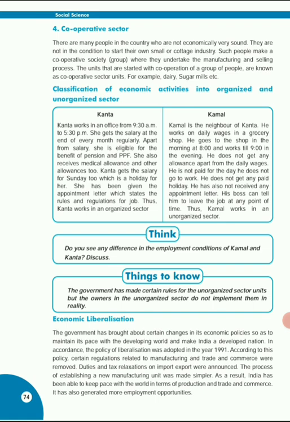Thus, Kanta works in an organized sector. So, she is getting this type of benefits also. Now, let's see the unorganized sector. Kamal is a neighbor of Kanta. He works on a daily wage in a grocery shop. He goes to the shop in the morning at 8 and works till 9 in the evening. He does not get any allowance apart from daily wages.